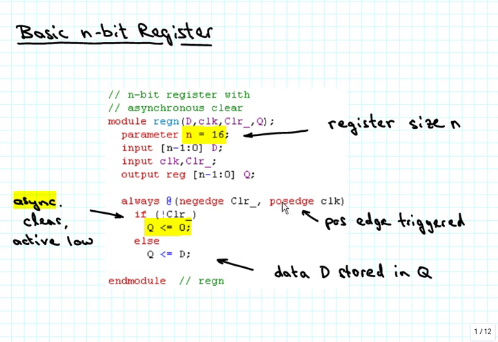And then the main control here in terms of the timing edge is the clock, which occurs on the positive edge. So it's a positive edge triggered register. And the data D is stored in Q whenever the clear is high and when there is a negative to positive transition on the clock.